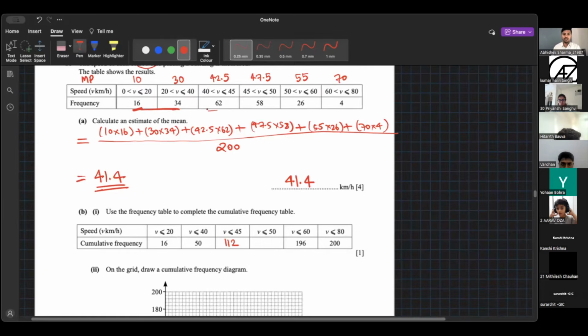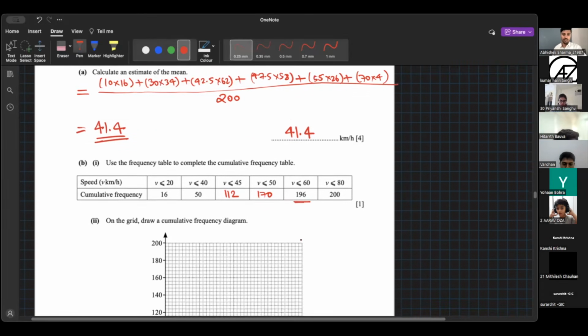Next, 112 plus the next one, that is 58. So 112 plus 58, that is 170. If you want to cross check the next one, 170 plus 26, that is 196. That's how we are getting 196. For cumulative frequency, you have to keep on adding the frequency to get the next value. Clear?